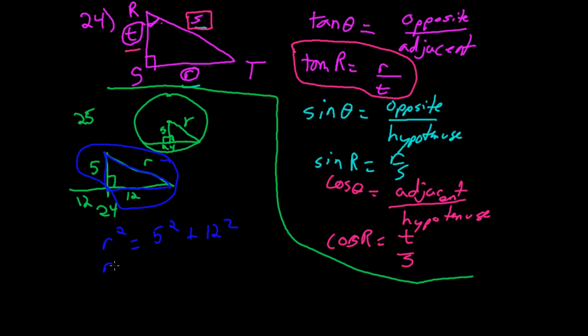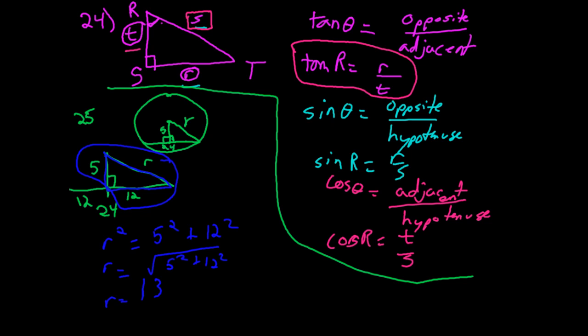And so r would be equal to the square root of 5 squared plus 12 squared, and r will be equal to 13. And you didn't have to really do this if you just knew the Pythagorean triple, that 5 squared plus 12 squared will equal 13 squared, just like 3 squared plus 4 squared will equal 5 squared. It's good to know your Pythagorean triples for the ACT, so you don't need to waste time doing this.